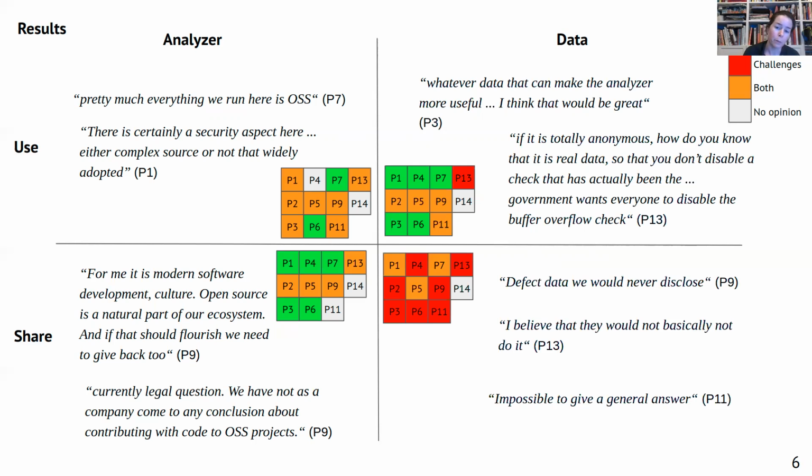And then finally, as we move to data and sharing, we then started to lean over more towards challenges, with no participant really only expressing benefits. And these are illustrations of quotes from our data. The fake data we would never disclose, or I believe that they would basically not do it, or it's just impossible to give a general answer to whether they would be willing to share data.